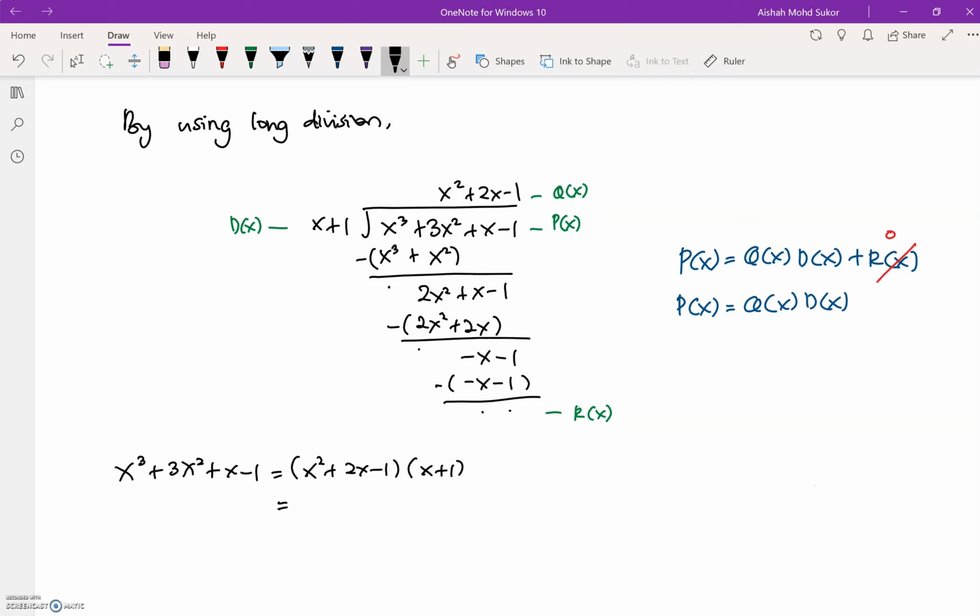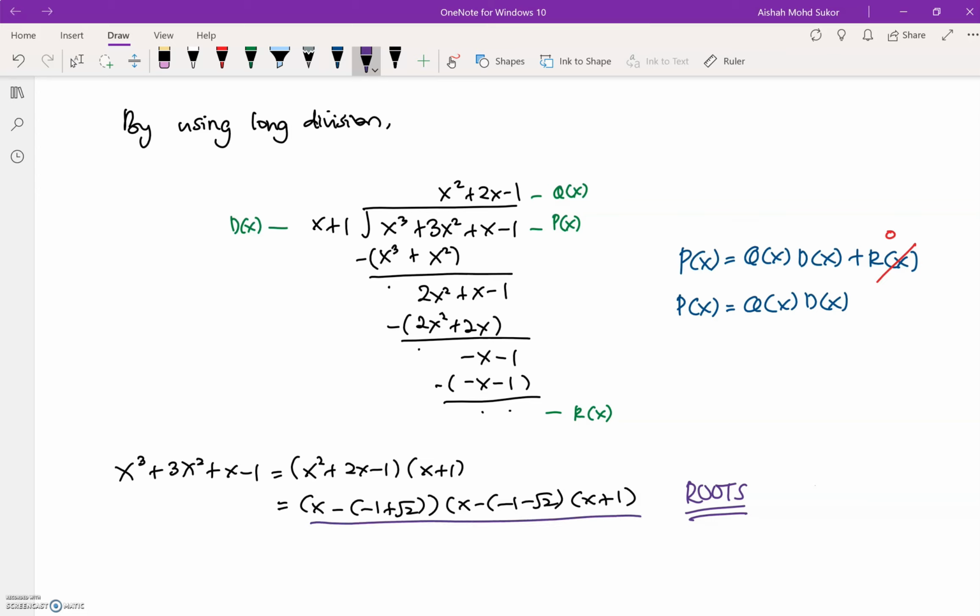You can factorize the quadratic by using a calculator. So you have x minus (negative 1 plus root 2), x minus (negative 1 minus root 2), and x plus 1. We need to find the roots for p(x) equal to 0. Therefore, the roots are x equal to negative 1 plus root 2, x equal to negative 1 minus root 2, and x equals to negative 1.